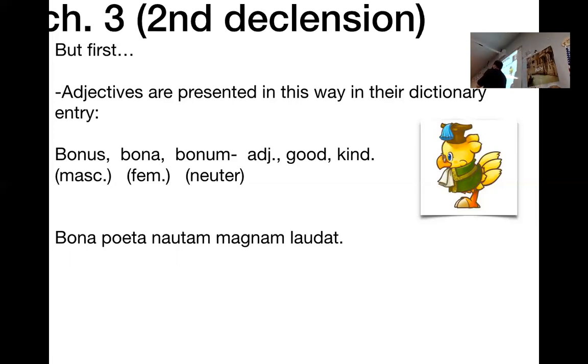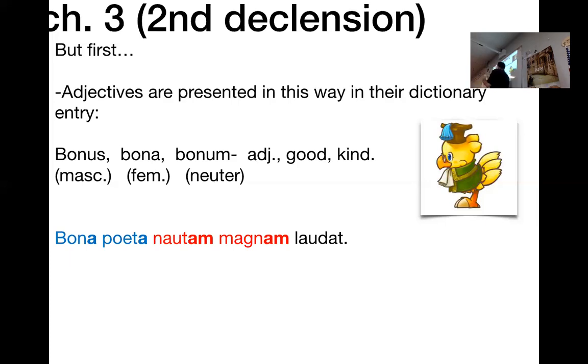What is bona going with? Because adjectives are only going to modify one noun. They're only going to be paired up with one noun. Bona is going with anyone out loud? It would be going with poeta because they both have the same ending. Right? And magnum's going with what? Magnum would be going with nautam. Exactly. Okay, so this one's pretty easy.